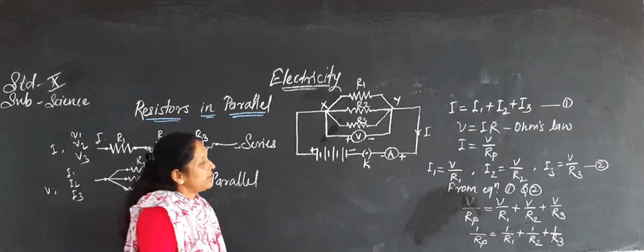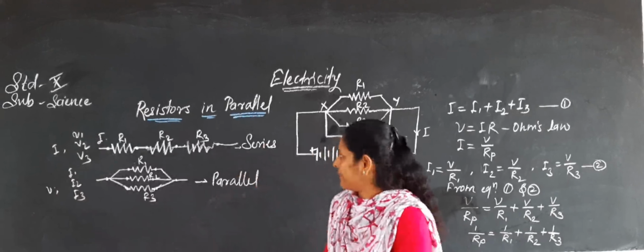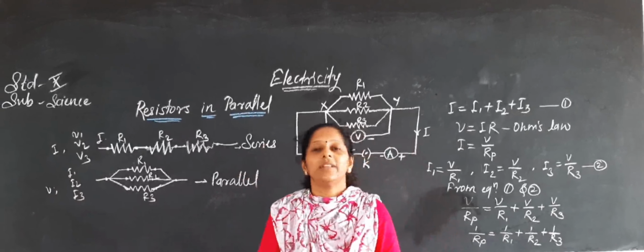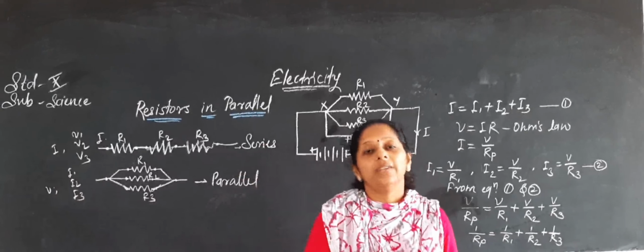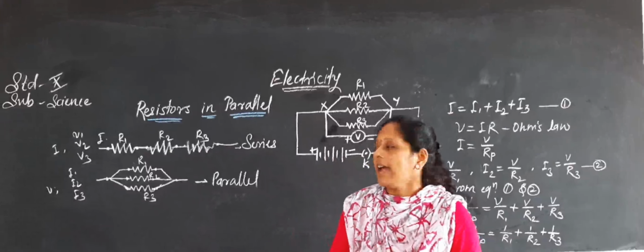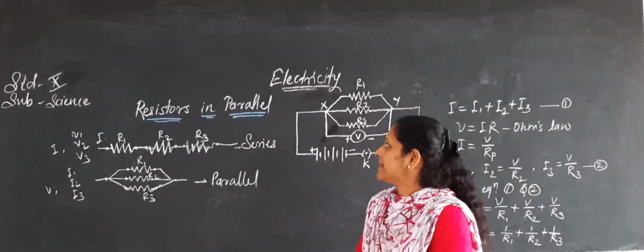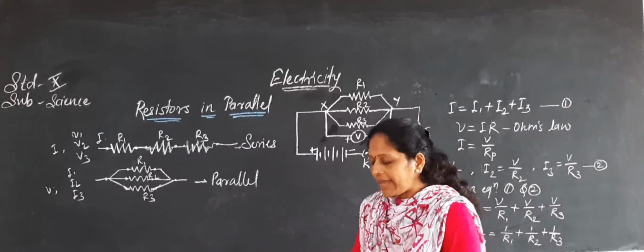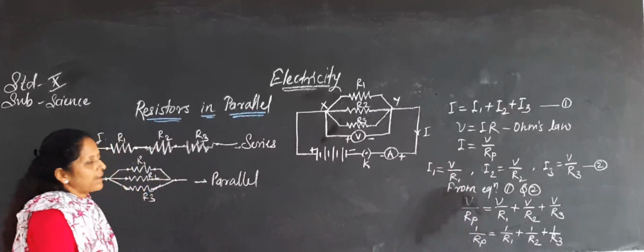Dear students, here is the electricity lesson. In the last session, we learnt about resistors: which factors the resistance depends on, and also about resistors in series. Now in this session, we are learning about resistors in parallel.